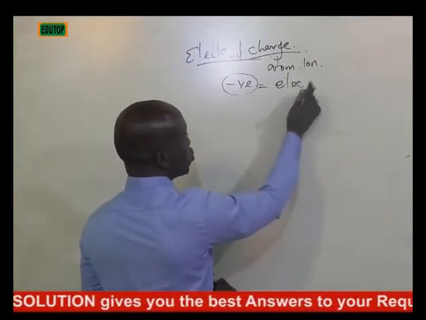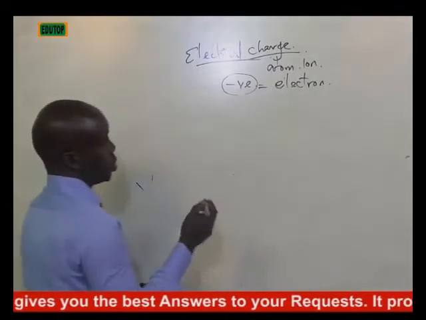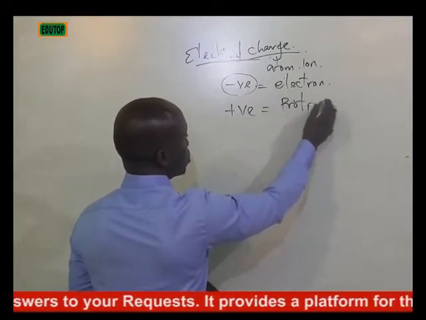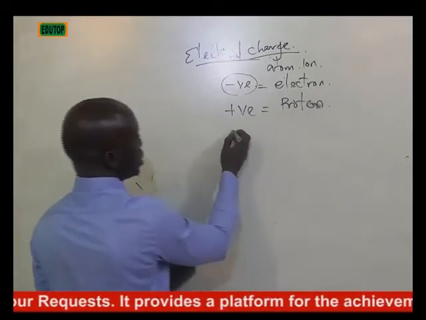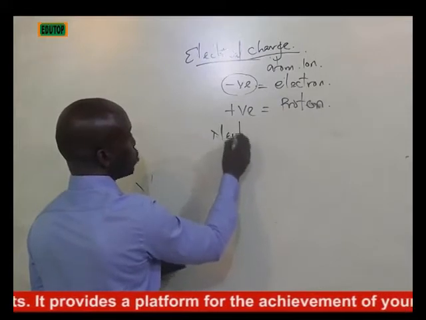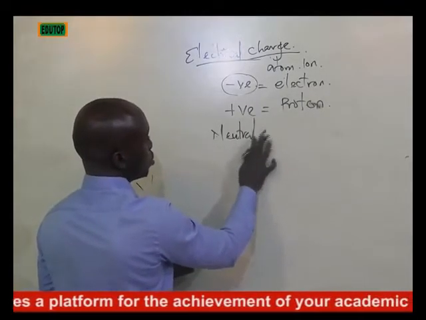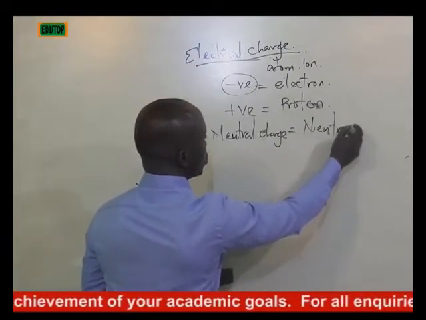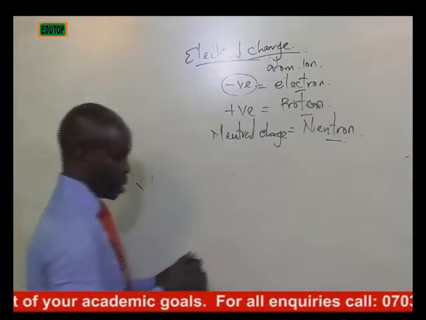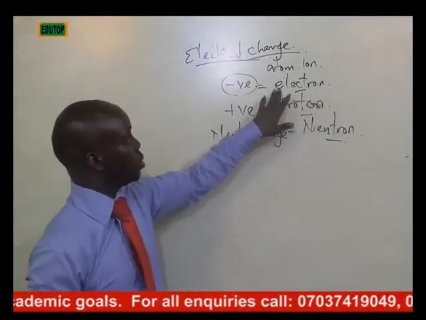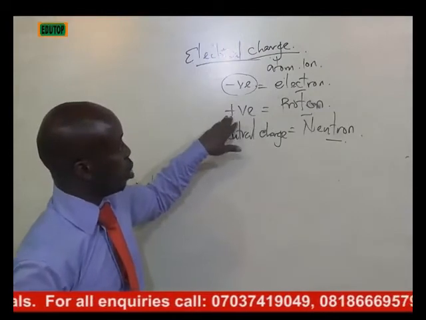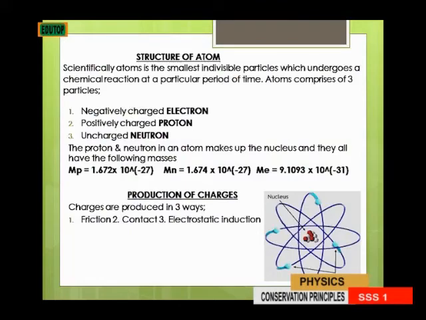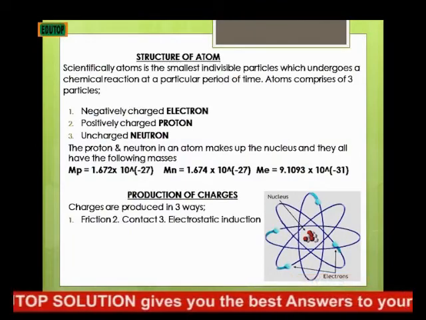Now, a negatively charged ion is called what? Electron. Now, a positively charged ion is called what? Your proton. Proton. Then the neutral. There is a particular one that is what? Neutral charged. Now, the one that is actually neutrally charged is called what? Your neutron. So we have three major classes of what? Your charge. Now, your charge could be negatively charged, positively charged, or neutrally charged.